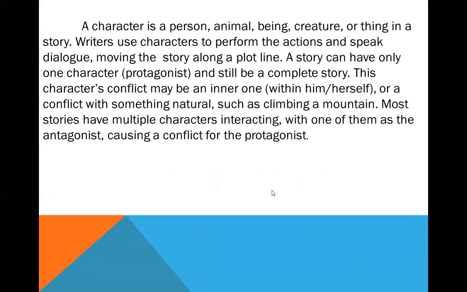Okay, so a character is a person, an animal, a being, a creature, or a thing in a story. Writers use characters to perform the actions and speak dialogue, moving the story along a plot line. A story can have only one character, or a protagonist, and still be a complete story. This character's conflict may be an inner one within himself or herself, or conflict with something natural, such as climbing a mountain, etc. Most stories have multiple characters interacting, with one of them as antagonist, causing conflict for the protagonist.